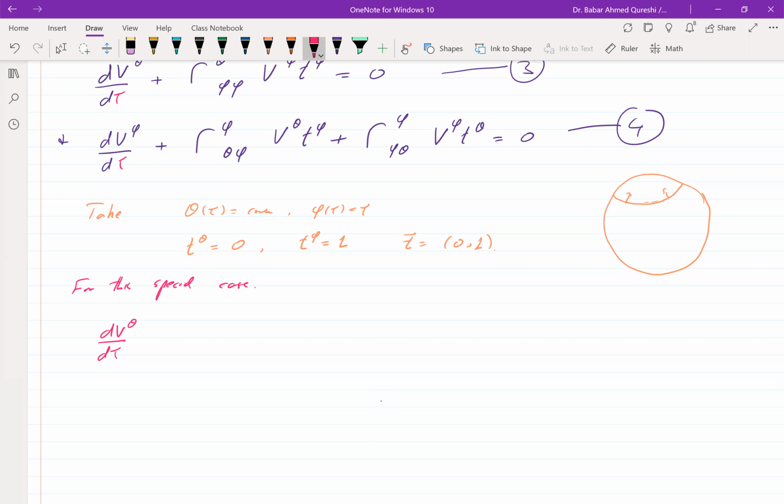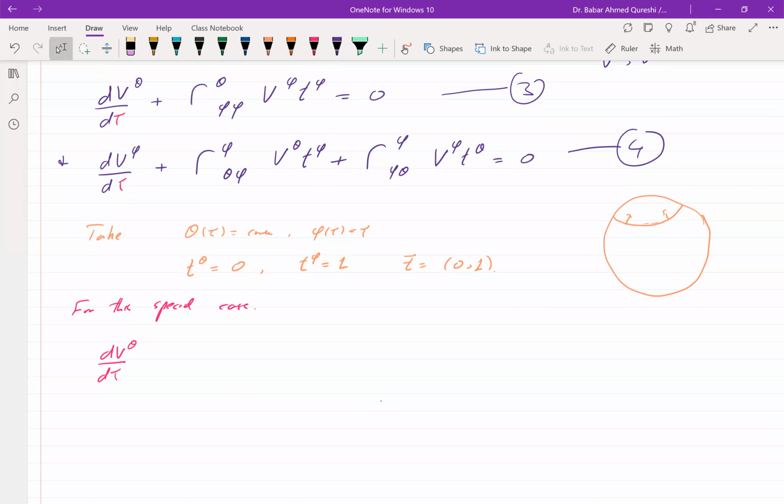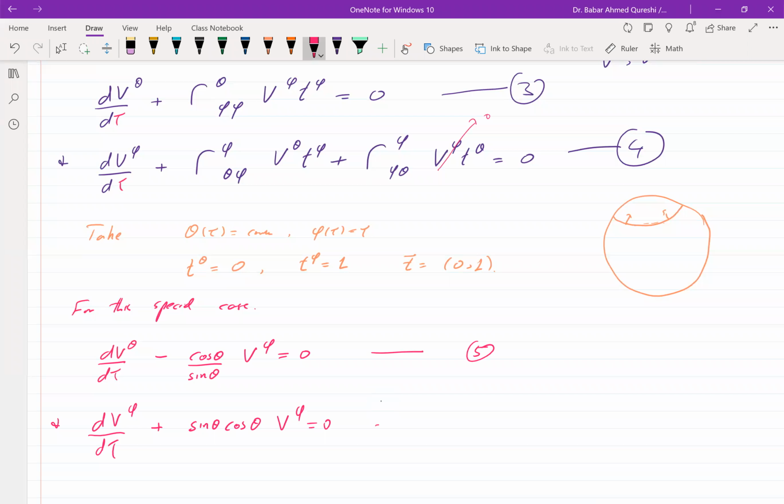Yes, sir. So I just put in the value of gamma theta phi, which gives me minus cosine theta over sine theta, v phi is 0. And then I have dv phi over d tau. So this thing, t theta is 0, so this will go away. I'll have only one of these, which gives me sine theta cosine theta v phi is 0. So let's call them 5 and 6.